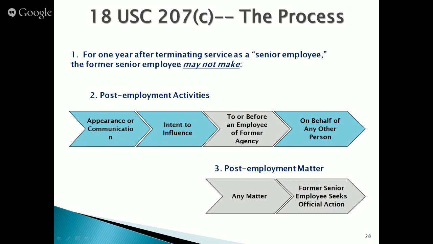But here's where it gets really broad, because the restriction is on an appearance or communication in connection with any matter in which the former senior employee is seeking official action. So that's where it starts getting really broad. We're not just talking about contracts and grants and licensings and investigations. We're not even just talking about rulemakings that have an effect on a discrete and identifiable class. We're talking about any matter? We're talking about any matter, and it doesn't have to be a matter that the employee worked on. It doesn't have to be a matter that was pending before the agency. It can be a brand new matter. It is truly any matter where the employee is seeking official action by the agency.